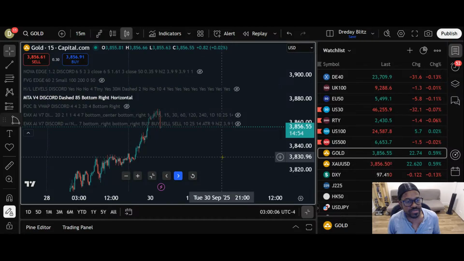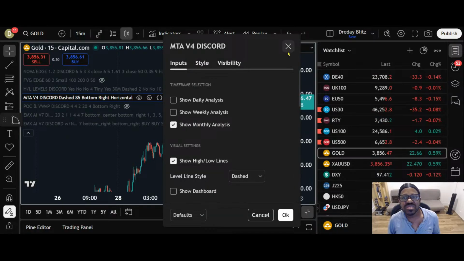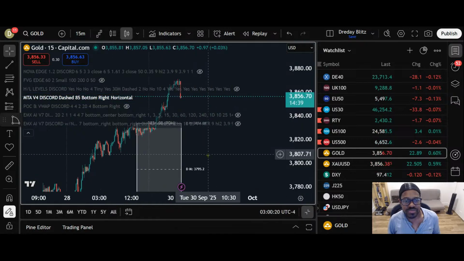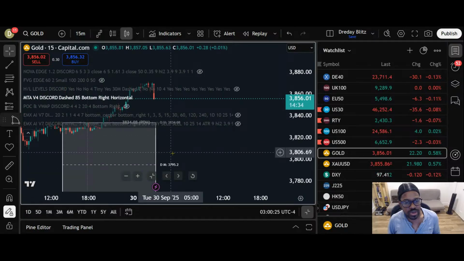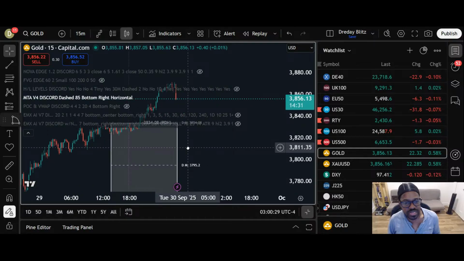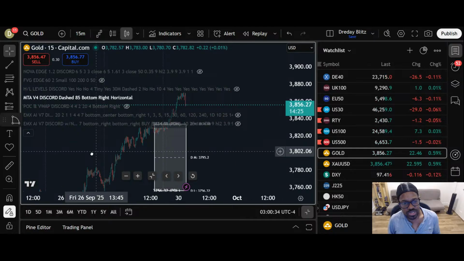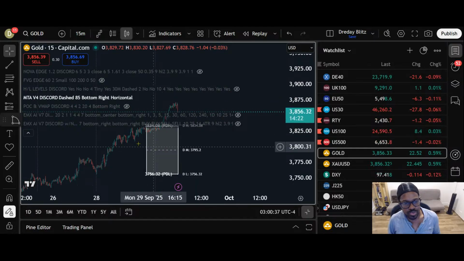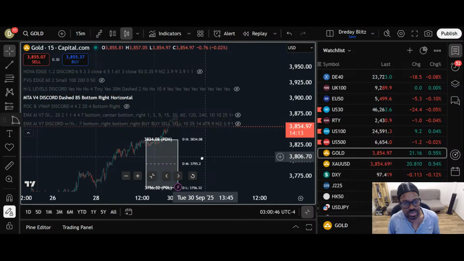Next, you have the multi-time frame analysis. I'm just going to change it to the daily because we're looking at the monthly. There we go. So this is a multi-time frame analysis. It provides you with the analysis of the previous day candle, the previous week candle, and the previous month candle. As you can see, this is the previous day range: the highest point of yesterday, the lowest point of yesterday, and the middle range of yesterday's move.